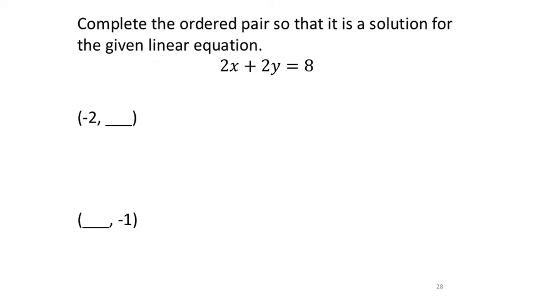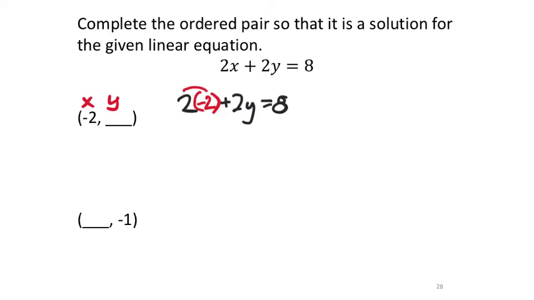So complete the ordered pair so that it is a solution for the given linear equation. Fair enough. What I have right here is an x value, right? Because it's x, y. And so in the equation that's given, 2x plus 2y, which should equal 8, it's saying the x value is, well, it should be -2, right? So if I replace that x with -2, all I need to do is find the corresponding y value that still makes it a true statement, right? So right off the bat, I see I do have some distribution.